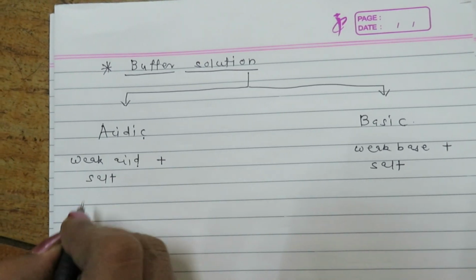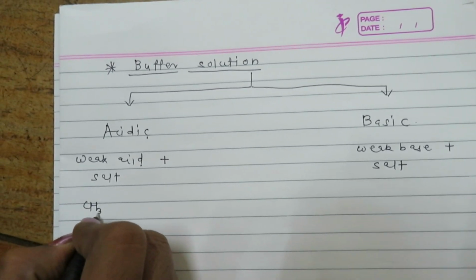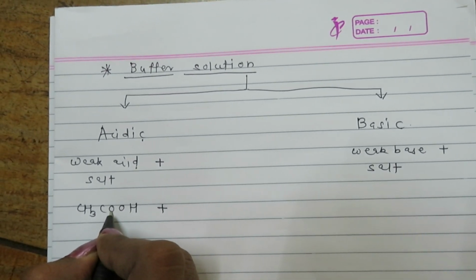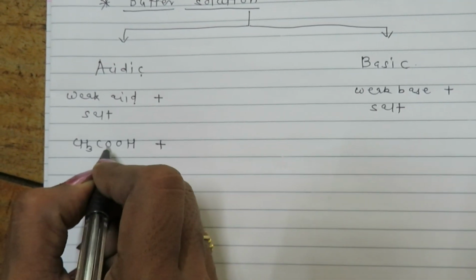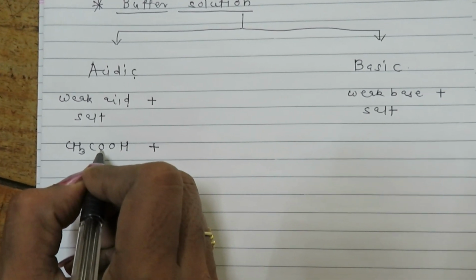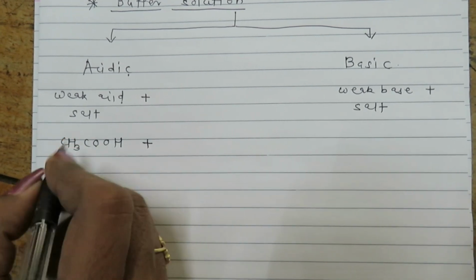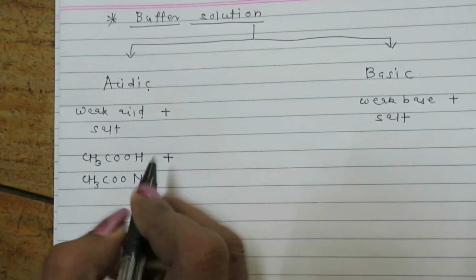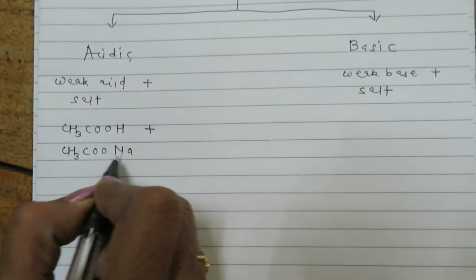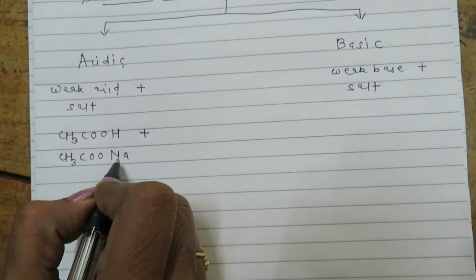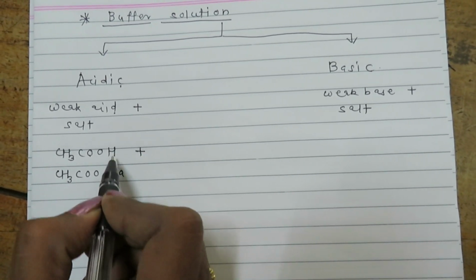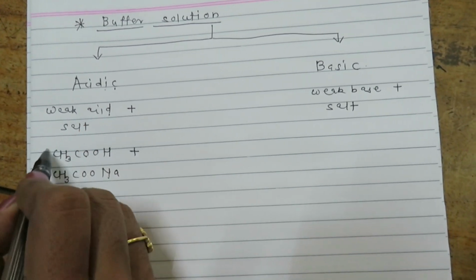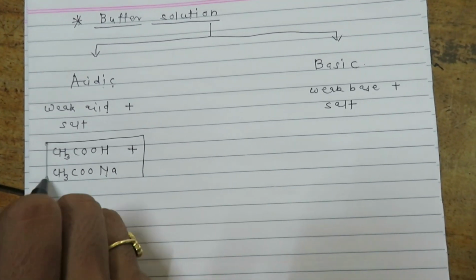We will take an acid which is a weak acid, CH3COOH. Acetic acid is a weak acid, and when it is mixed with its salt of strong base, that is, the salt of acetic acid with strong base, that is CH3COONa, sodium acetate. It is the salt of acetic acid with strong base NaOH. So a mixture of acetic acid and sodium acetate is considered as an acidic buffer.